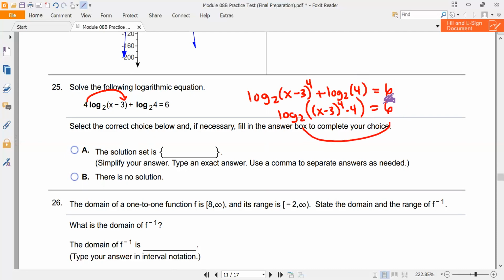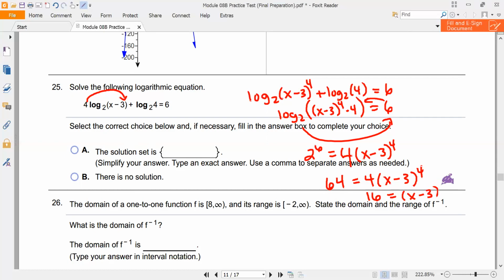So I'm going to go ahead and convert this to exponential form. So this would be 2 to the 6th equals, I'm going to put the 4 up front, 4 times x minus 3 to the 4th. We need to know what 2 to the 6th is. So that's 64, equals 4 times x minus 3 to the 4th. I would divide both sides by 4 to get that x minus 3 to the 4th by itself. So that's 16 equals x minus 3 to the 4th.